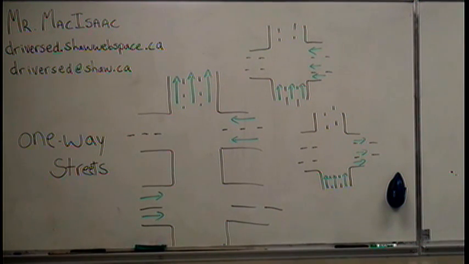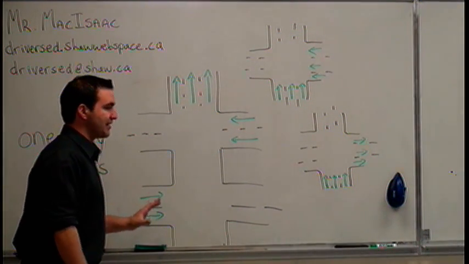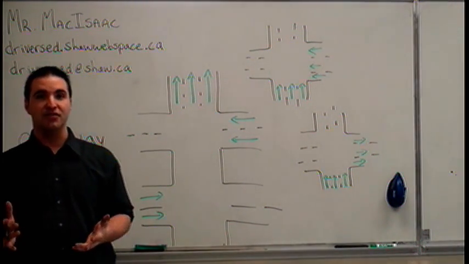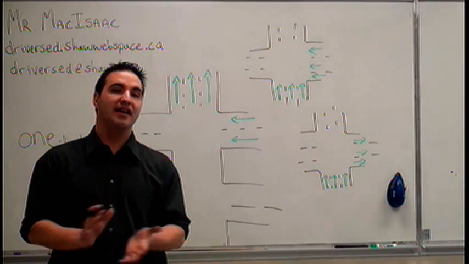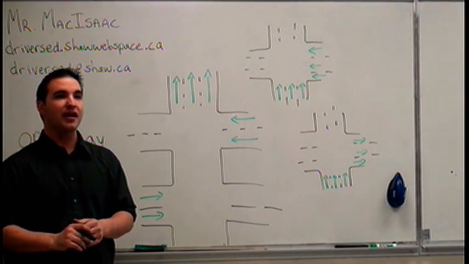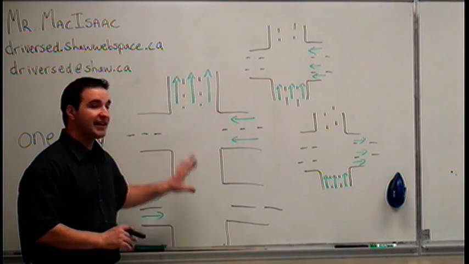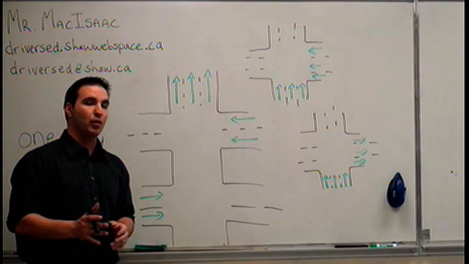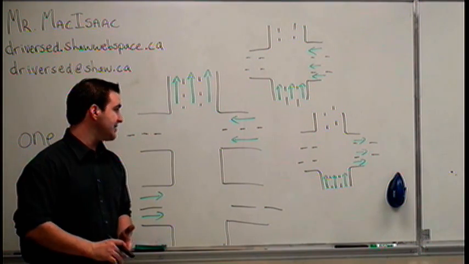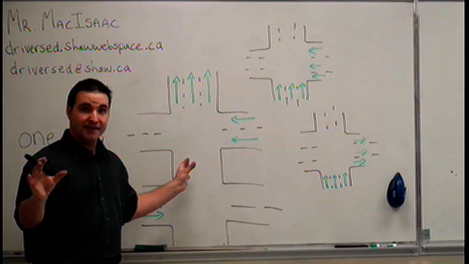Now we're going to discuss one-way streets. With one-way streets, what's very important is to first know that it is a one-way street. And the only way you're going to figure that out is by looking for signs, and they're usually placed if there's a set of lights at the intersection. Usually the one-way signs will be on the set of lights. If it's a stop sign, it could be on the stop sign.